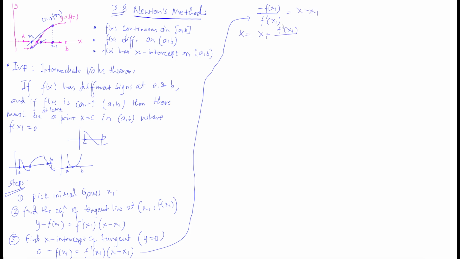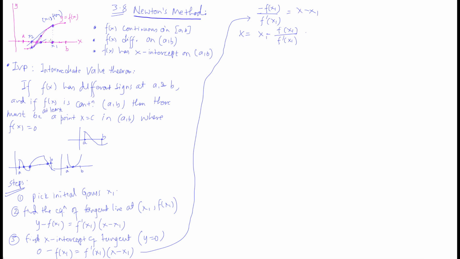Now solve for x. When you solve for x, you add x1 on both sides, so you get x equals, this goes to the other side, x1 minus f(x1) over f prime of x1. This is what you get. This is the x-intercept, right?